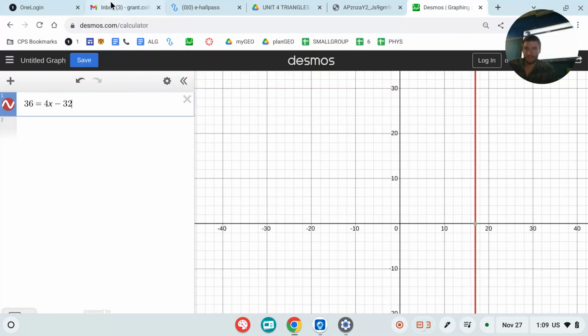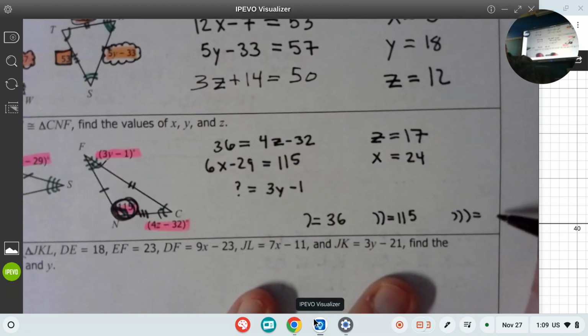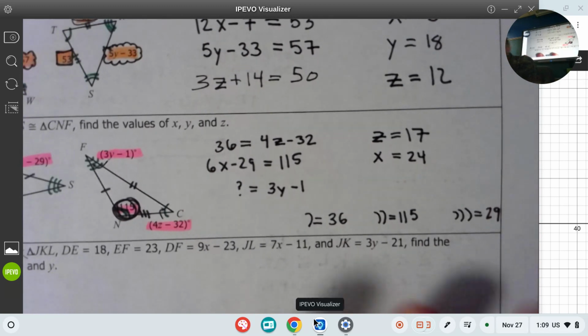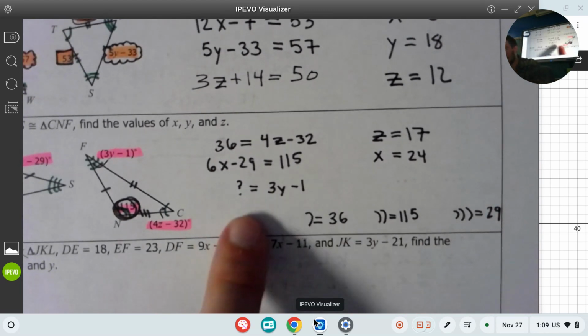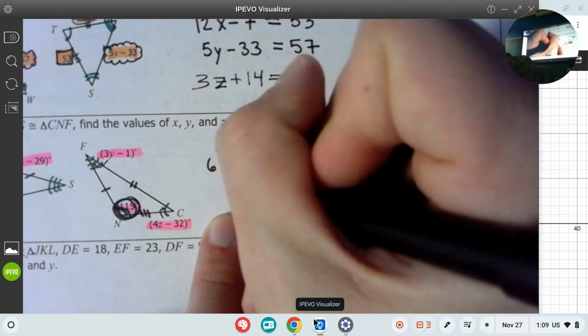Go to Desmos. Start with 180. Take away 115. Take away 36. And I got 29. Is that what you got? 29. Nice job. So my last angle is going to be worth 29. And guess what? The question mark, it's a 29.